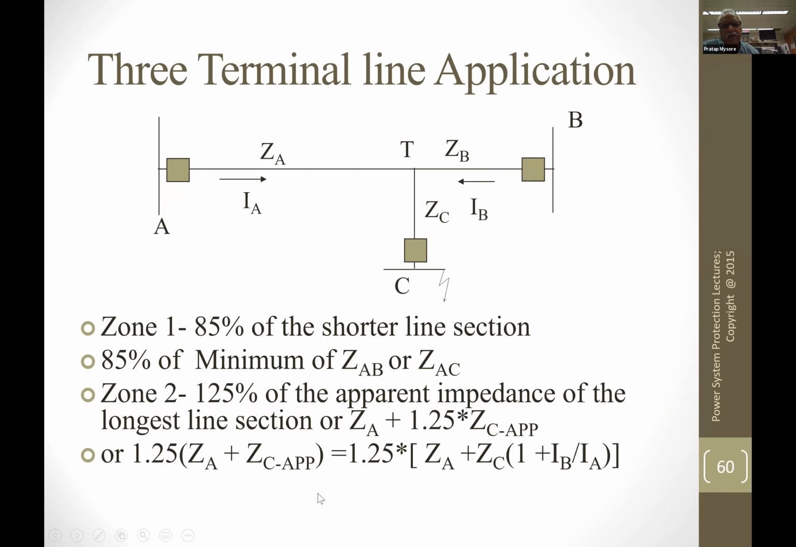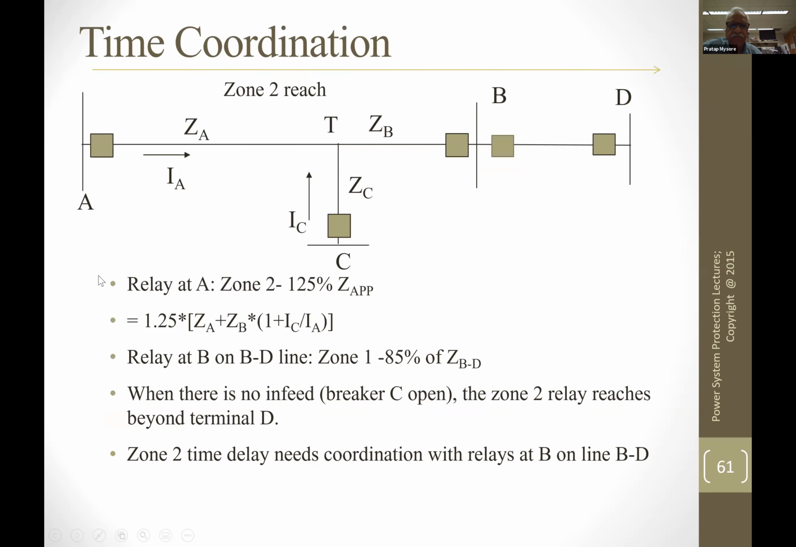So the intent here is that I need to detect faults on this particular line section, and then whether I can trip instantaneously or with time delay depends on this apparent impedance. This has to be taken into account. Then another issue is the time coordination in distance relays. We have to make sure that the relay operates only for faults in that section, and there are no unnecessary operations on the adjacent line sections.